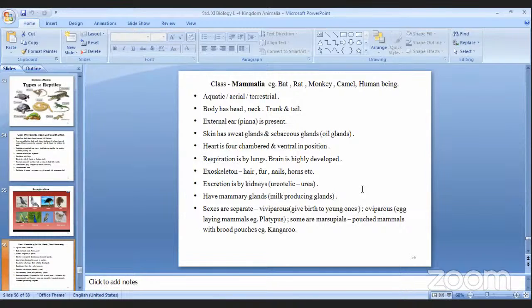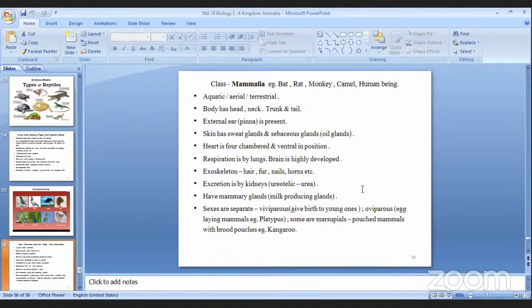Now, the body has head, neck, trunk, and tail. The external ear has pinna, that means pinna is present. Skin has sweat glands and sebaceous glands. Sebaceous gland means oil gland. Then the heart is four-chambered and ventral in position. Respiration is by lungs. Brain is highly developed. Exoskeleton consists of hair, fur, nails, horns, etc.